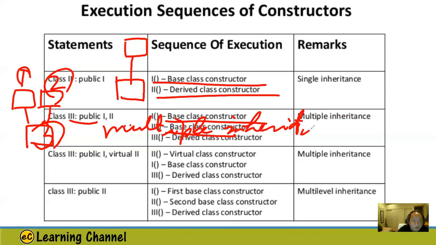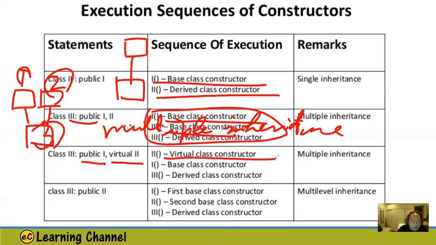So that's the order you will run the constructor. And third one, you have public 1, virtual 2. So what happens is the virtual class constructor will run first, and then you go public 1 and 3. So actually virtual will run first and then public, and then do 3. And 3 actually extends 2, but 2 actually extends 1. So you go 1 and then 2 and then 3.